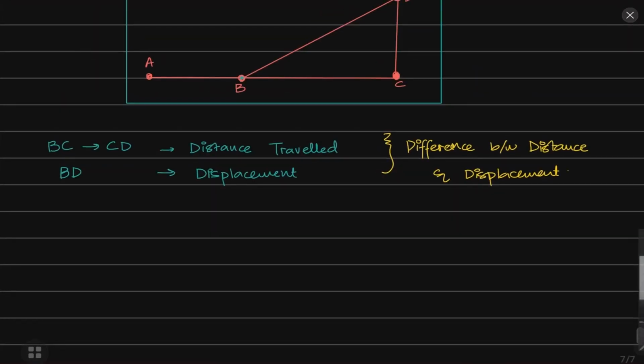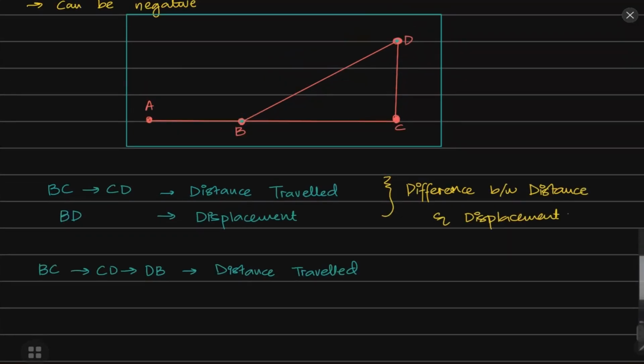Let's say I'm traveling from B to C, C to D, and from D to B. Let me write that down. I'm going from B to C, then from C to D, then from D to B. This is basically what my distance traveled would be. Why? Because let's recall, distance traveled is the total length of the path that we've taken. So when we're talking about the length, we're going to count this length, and this length, and this length. That is the distance.